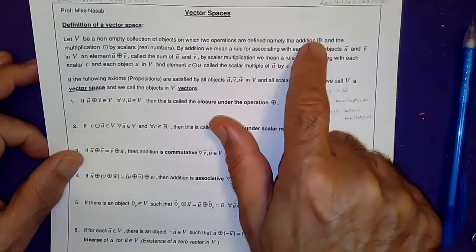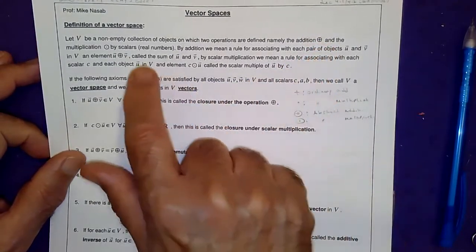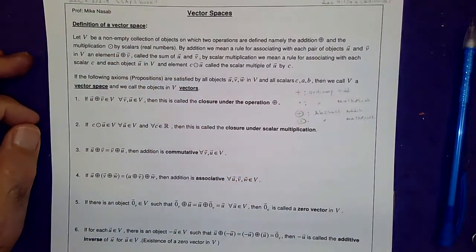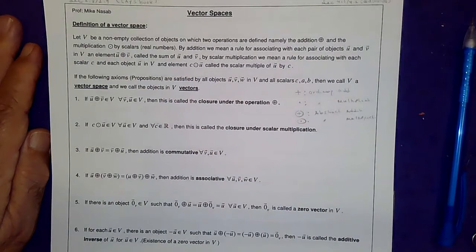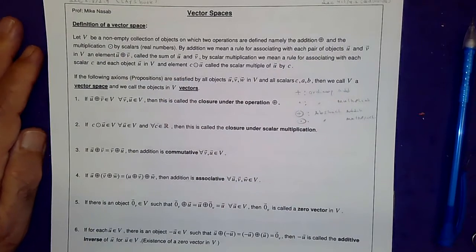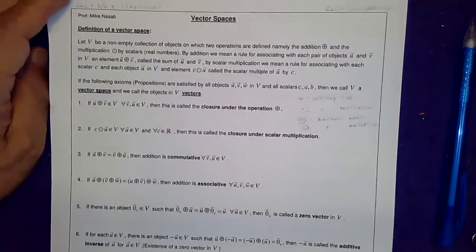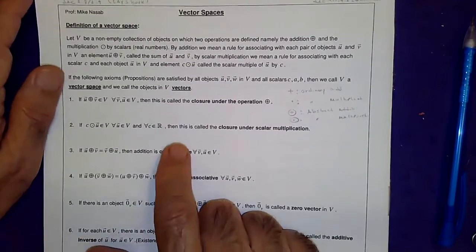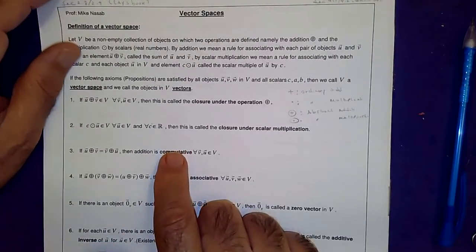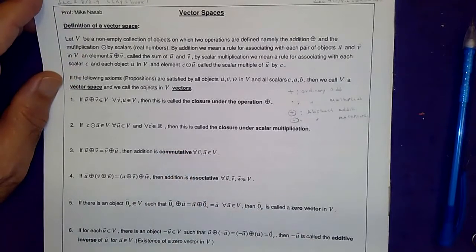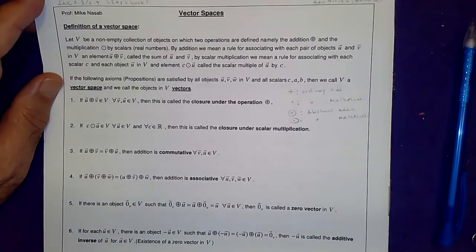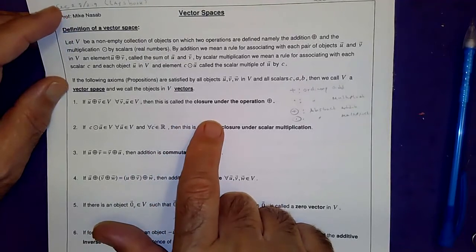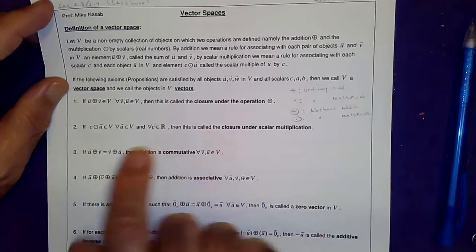The notation plus with a circle and a dot with a circle around it, those are like abstract addition and abstract multiplication. Sometimes the operations are ordinary addition and multiplication, sometimes are abstract, which we'll talk about in a few minutes. But first, let's go over the conditions in which a set of objects form a vector space. Those conditions are known as axioms or propositions, and they are as follows.